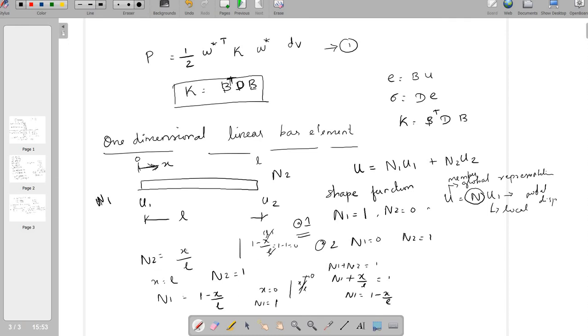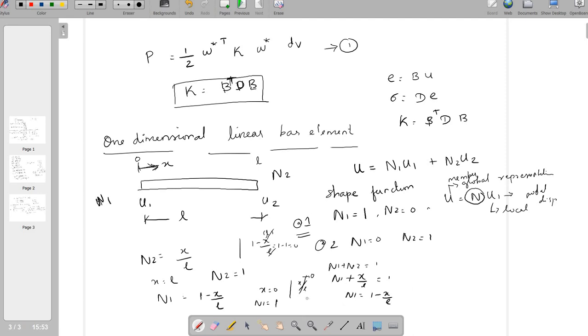So the shape function should be valid only at that particular node. If you consider node 2 and substitute the coordinate x equal to L, the n2 value should be equal to 1. At the same time, n1 should be equal to 0. If you substitute x equal to 0 in the n1 equation, the n1 value should be equal to 1. At the same time, n2 should be equal to 0.